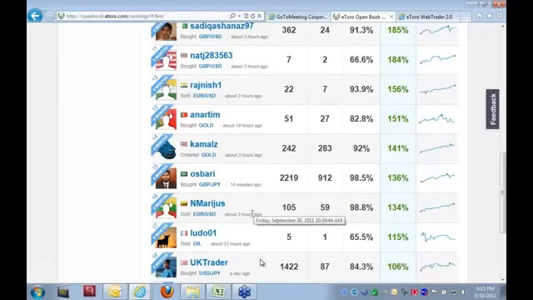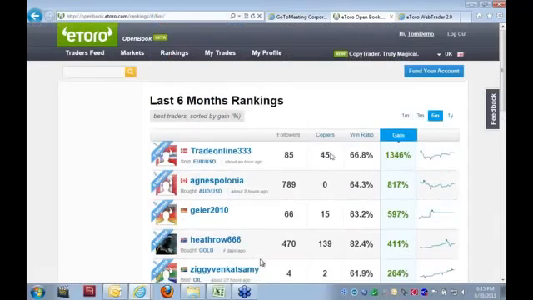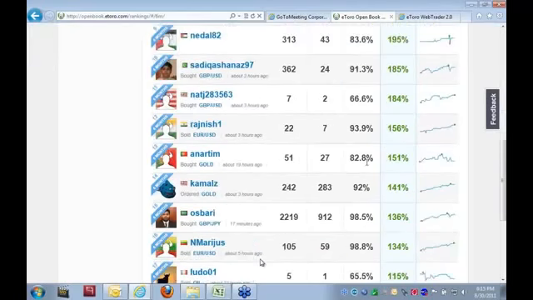Let's pick a trader. How about this one? 134% is nice. 98.8% of the positions that he opened resulted in profit. Okay, because we have two ways of segmenting these traders. We have percentage of gain and we have winning ratio. Percentage of gain is how much money you gained on top of the money that you already invested. Winning ratio obviously means how many of the positions that you opened resulted in profit at the end.